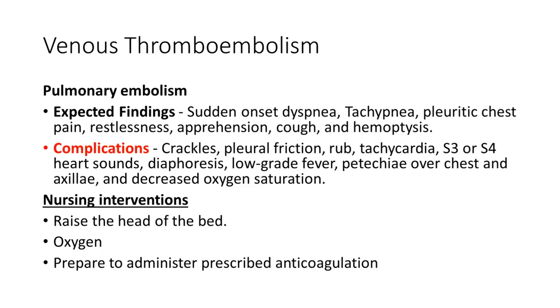If they presented with a DVT and now we suspect it's a PE, what you're probably going to see is a sudden onset of dyspnea, tachypnea, pleuritic chest pain. Again, we keep seeing this chest pain issue over and over. Apprehension, cough, and hemoptysis. So we now have this cough where we're seeing it red tinged. So it's going to be productive.